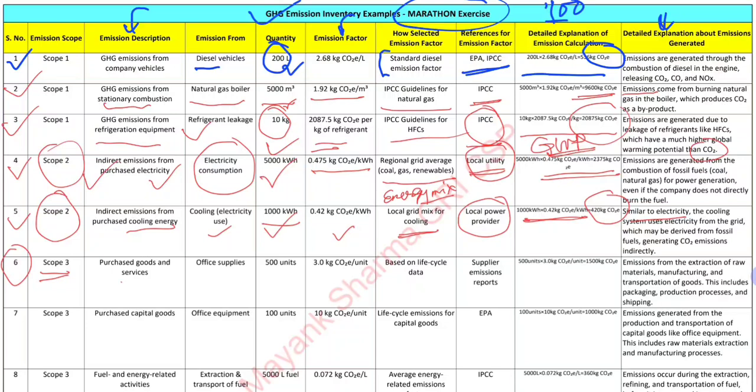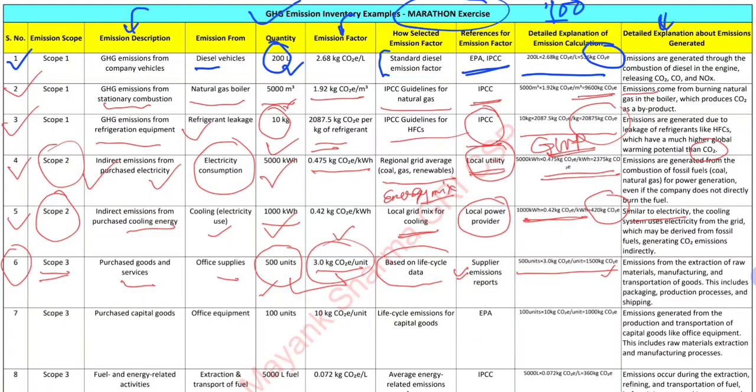This is about purchased goods and services, like office supplies. Around 500 units are there for office supplies. Multiply this with the emission factor to know the actual amount of emissions. But where was this emission factor data sourced from? This is based on the life cycle data of the purchased goods and services. We get this information basically from supplier emission reports, and in the calculation, multiply the number of units purchased by the emission factor, and you'll get the equivalent emissions.